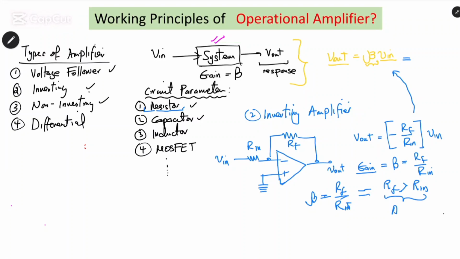In that case, we will amplify the input. Since beta is inversely proportional to the input resistance, if we now say that Rf is less than Rin, then this is no longer the amplification circuit. It won't amplify. We can say it de-amplifies the circuit.